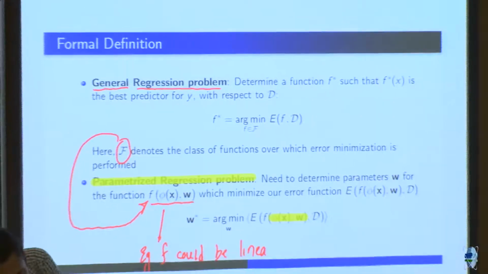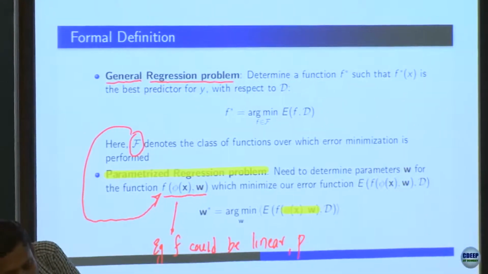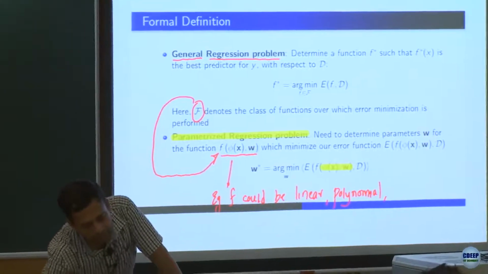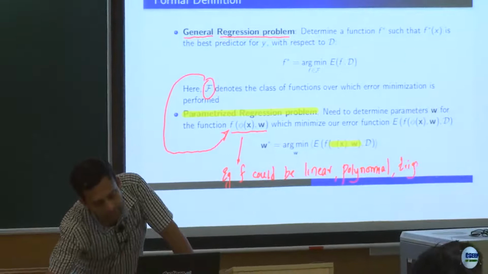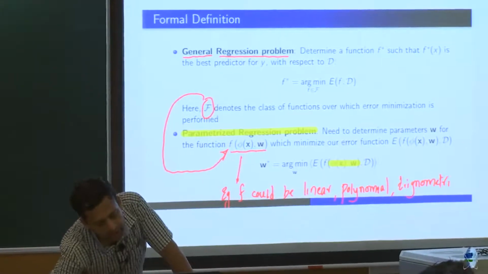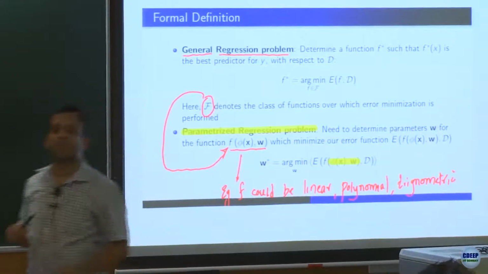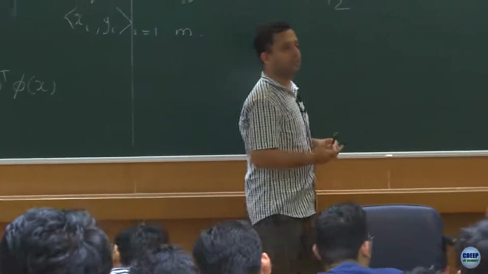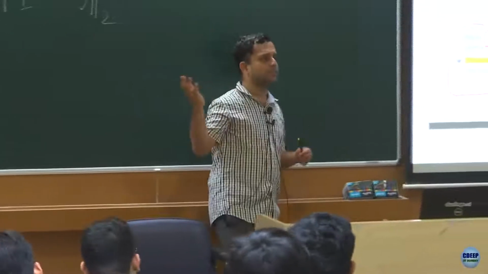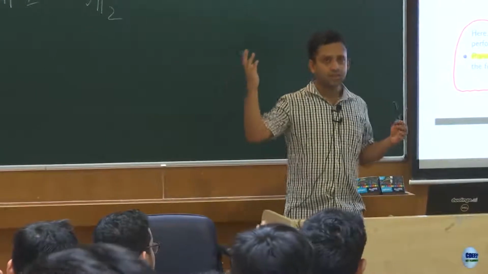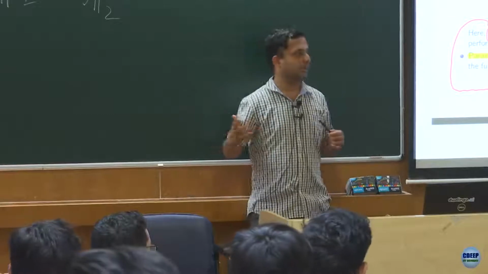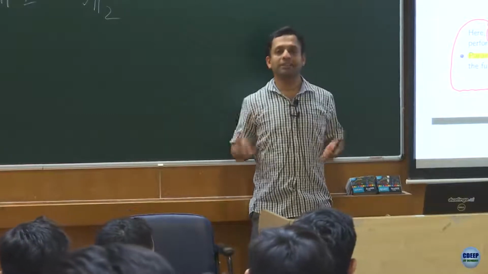So what we are interested in right now is linear, but it could also be polynomial, it could be trigonometric forms, and so on. For example, if you do a basic course on wavelet transforms or Fourier, how many of you are familiar with the Fourier series? So you could assume functional forms in terms of the Fourier basis or the wavelet basis.